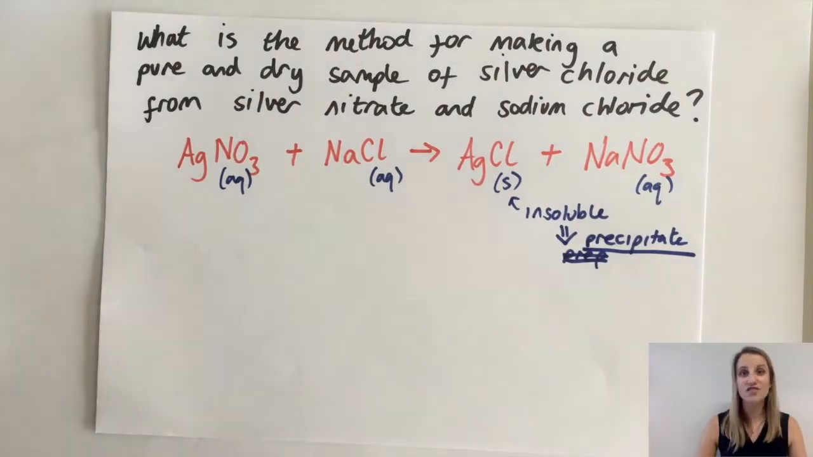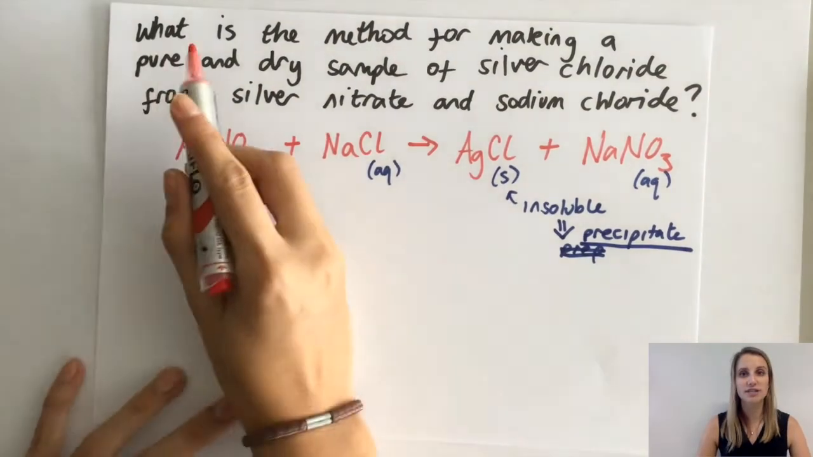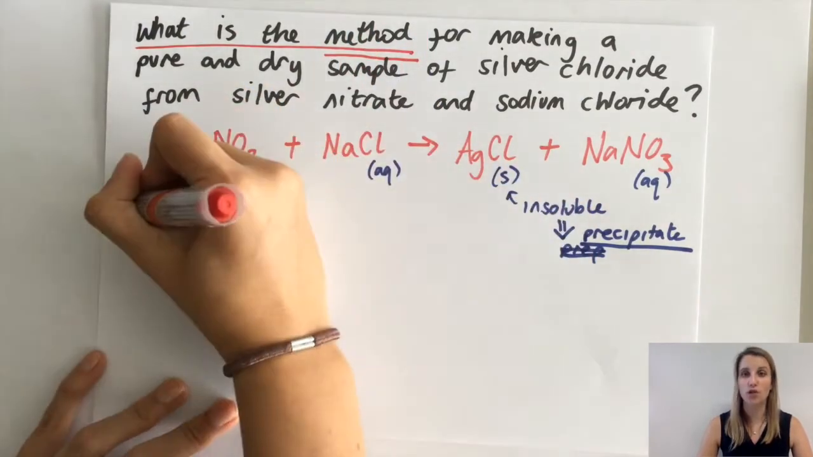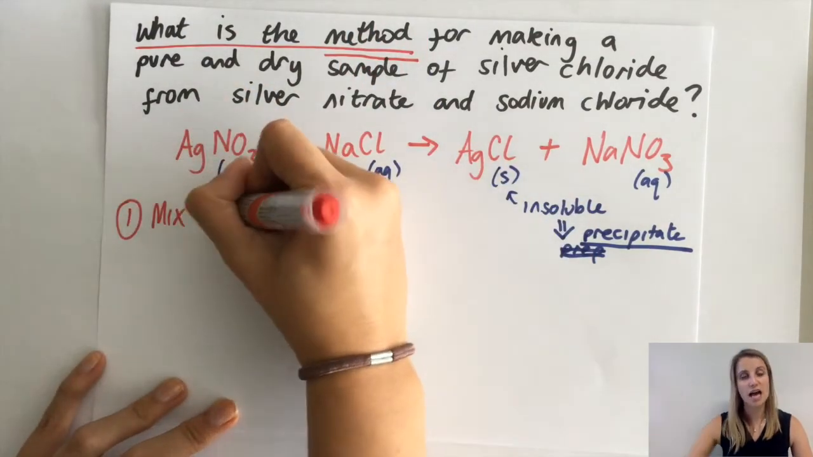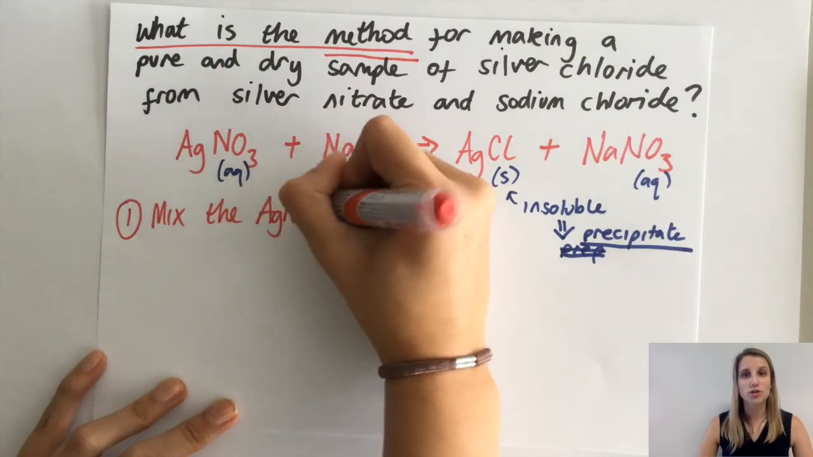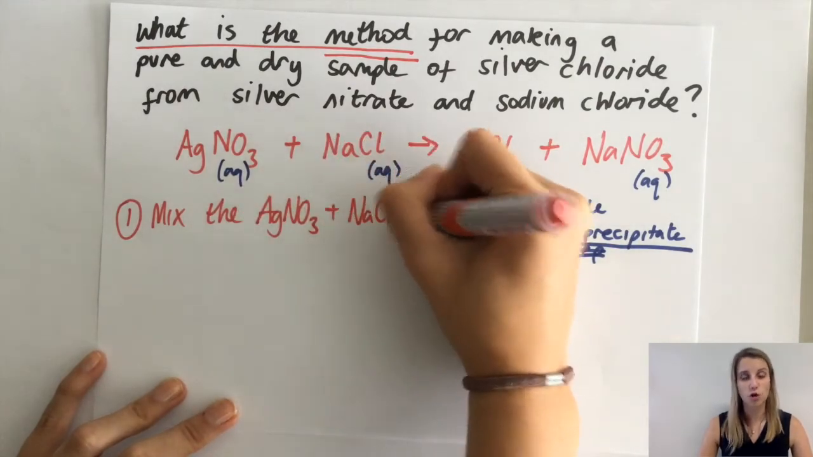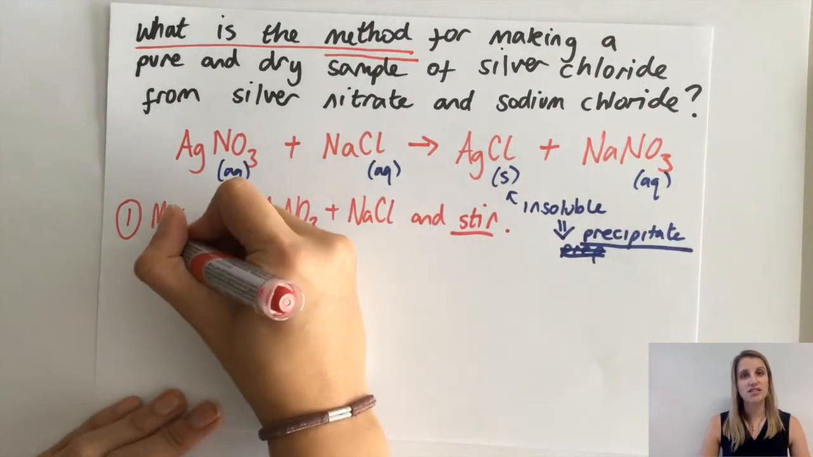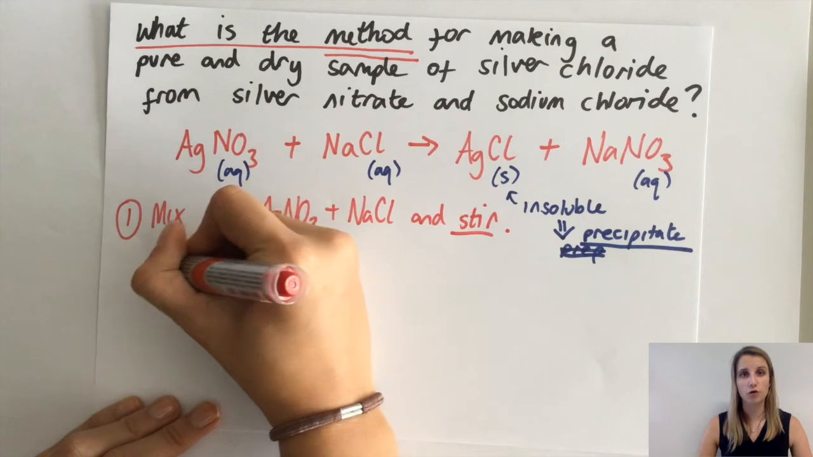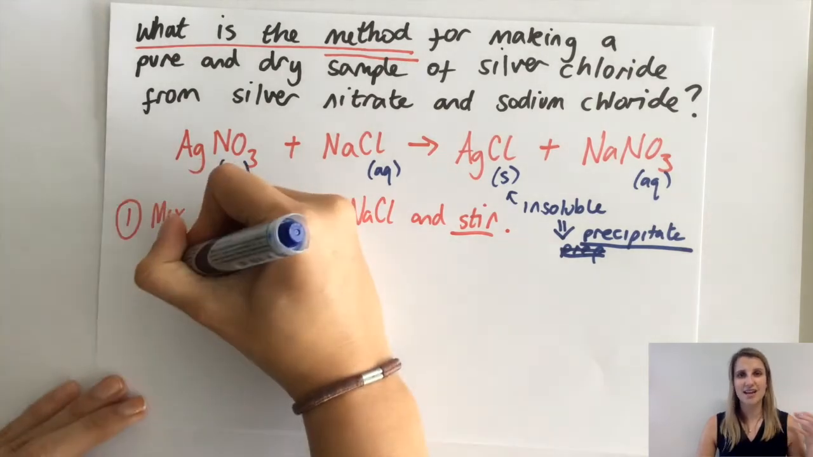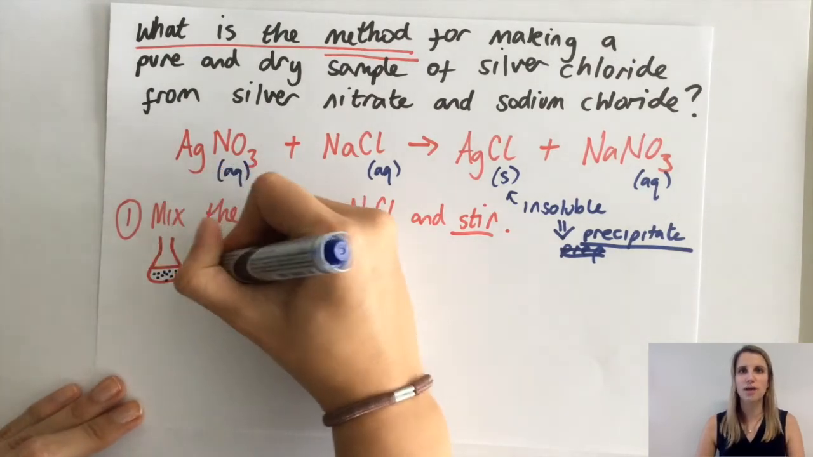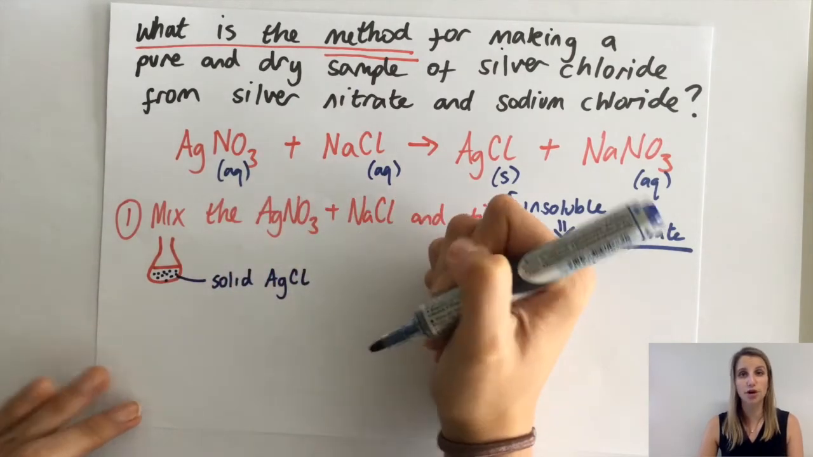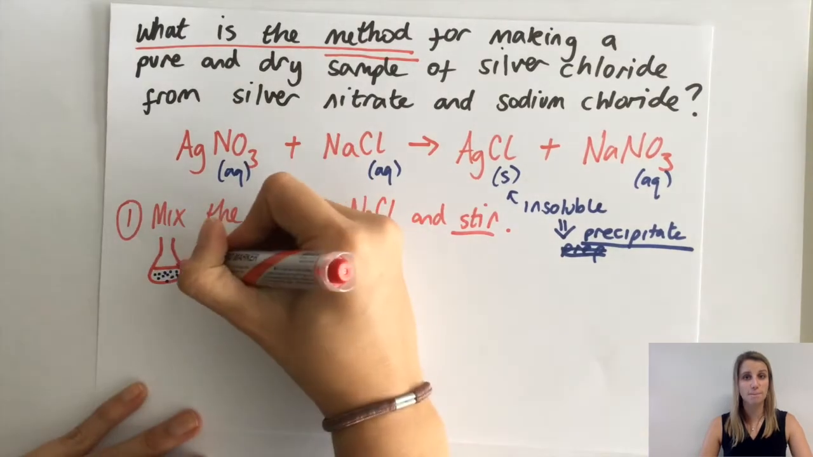So although we've done a lot of science so far, we haven't really answered the question about what is the method for making that pure and dry sample of silver chloride. The first step is to mix together your silver nitrate and your sodium chloride and stir them together. What you'll end up with is solid AgCl being formed, and any of the excess soluble reagents will be left in that solution. So you'll see a nice precipitate, a solid product, being formed in that flask.